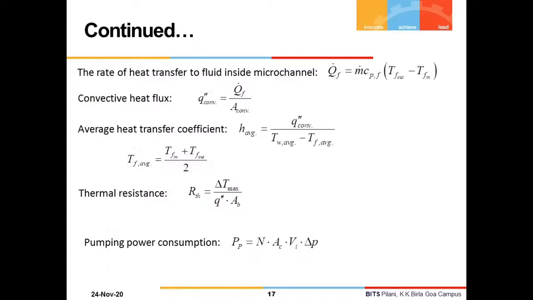Now coming to the data reduction, the rate of heat transfer to the fluid inside the microchannel is given here. For evaluation, parameters such as average heat transfer coefficient, thermal resistance, and pumping power consumption are given here.